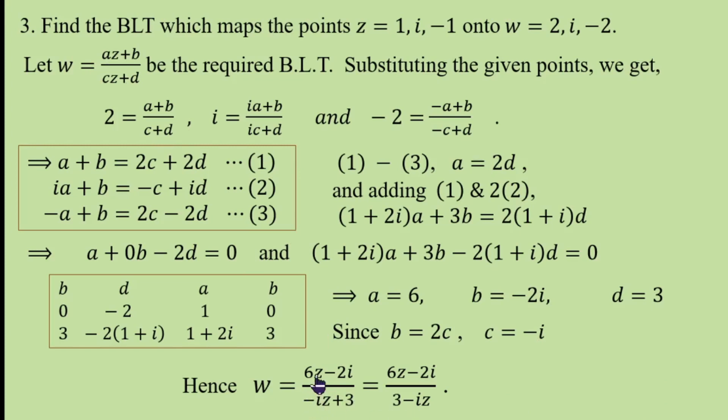Or you can write like this: (6Z minus 2i) divided by (3 minus iZ). So this is the required bilinear transformation.